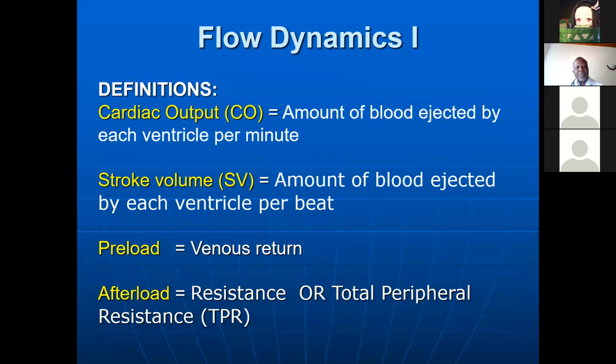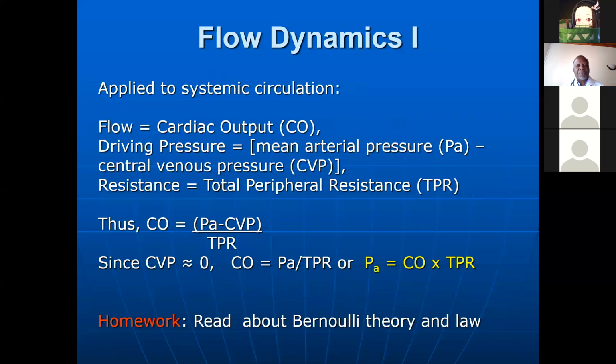And then we have afterload, which is the terminology we use to explain the resistance or total peripheral resistance. That is the resistance that is exerted on blood flow as it leaves the heart, right from the aorta all the way down to the arterial system and then the venous system. So those definitions are important because we begin to use those terminologies quite frequently and regularly throughout the lectures.